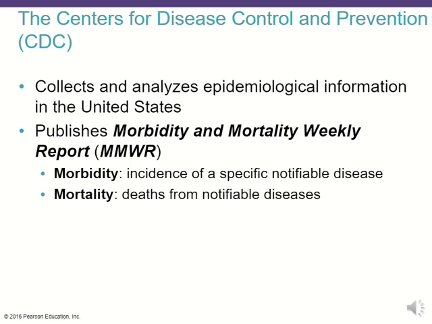The Centers for Disease Control and Prevention, or the CDC, is a primary source in the US that collects and analyzes epidemiological information. It publishes an article called Morbidity and Mortality Weekly Report, where morbidity means the incidence of a specific notifiable disease, and mortality is the death from that disease.